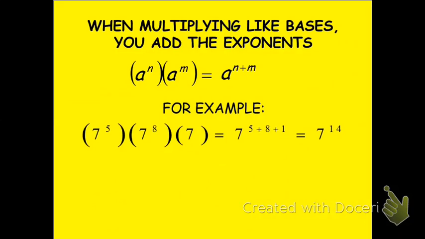Okay, so for example, this is what we have: 7 to the 5th power times 7 to the 8th power times 7. Now when you see that, that should actually be a 7 to the 1. Example of a 1 right here. All you're going to do is take all those three exponents because they have like bases. In this case, our 7 is our base, so whatever the exponents sit on, that's your base. You're going to take those three exponents, add those together, and you're left with 7 to the 14th power.